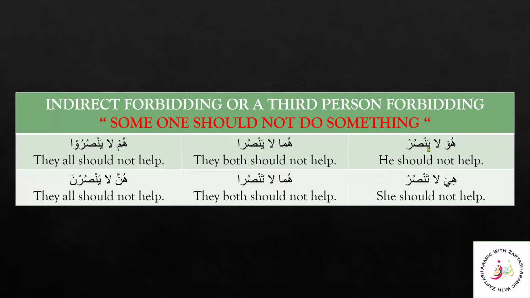For anta la tansur, you don't help. Then antuma la tansura, you both do not help. Like this. And for indirect forbidding, we say someone should not do that thing, and it will be translated as he should not help, she should not help, they both should not help, and they all should not help. So let's see the examples.